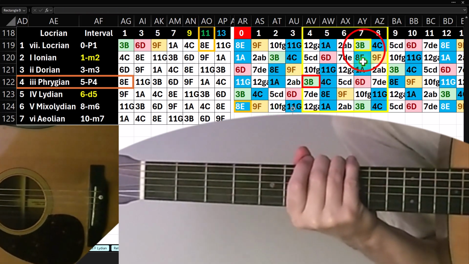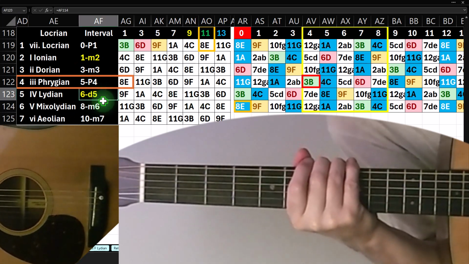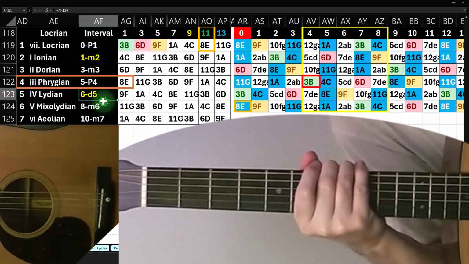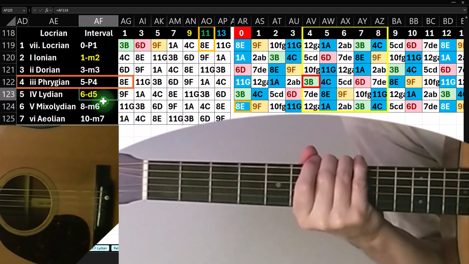That's how it goes. All right, so we'll move on to the next one next time, which is the funny one. That's the one you want to come back and see, because that's the weird one. The flat 5.